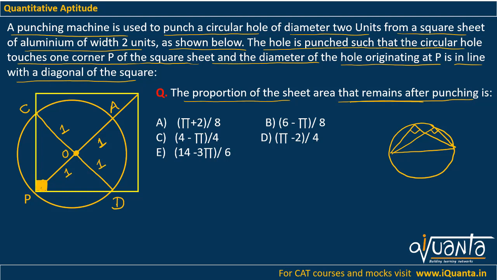We need to find out the sheet area that remains after punching. So after punching, we will lose how much area? All this area, this quarter circle, then this triangle and this triangle, this much area will be lost. Only this area shaded in green would remain, right? So this would remain. So we need to find out the green area and then we'll divide it by the total area of the aluminium sheet.